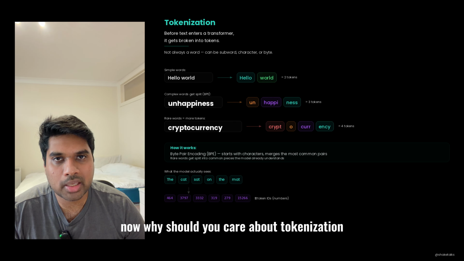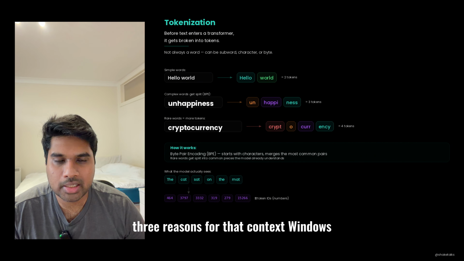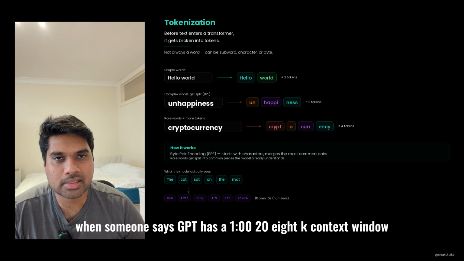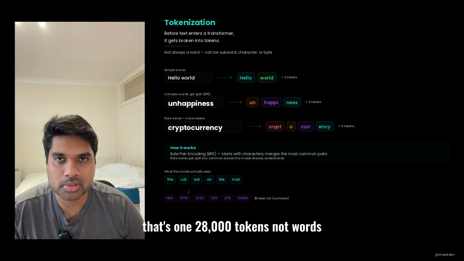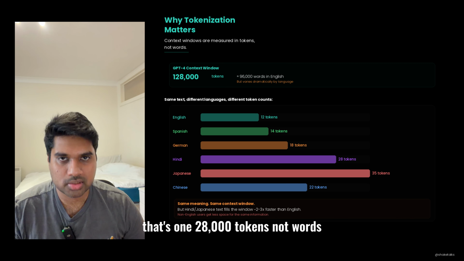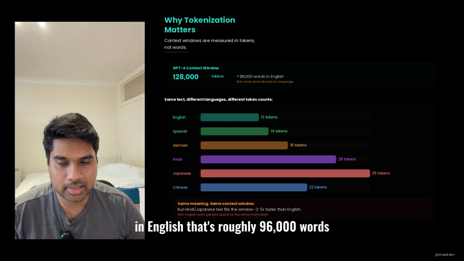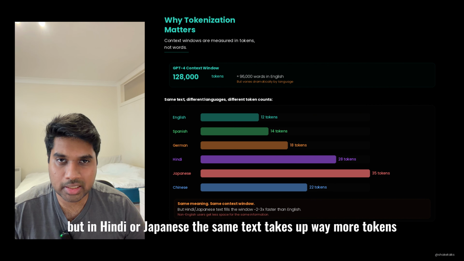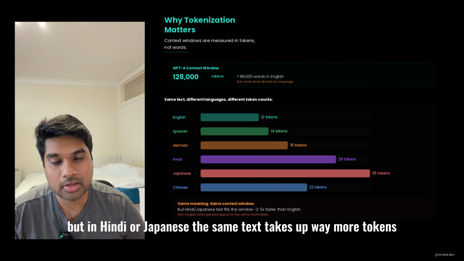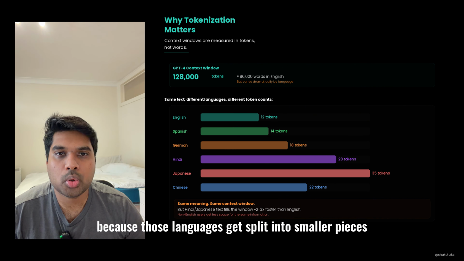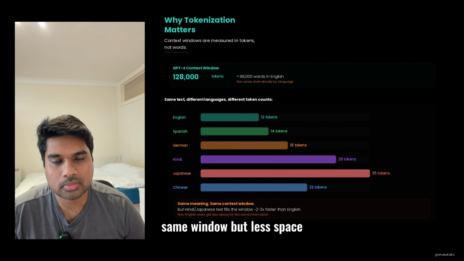Now, why should you care about tokenization? 3 reasons for that. Context windows. When someone says GPT has a 128K context window, that's 128,000 tokens, not words. In English, that's roughly 96,000 words. But in Hindi or Japanese, the same text takes up way more tokens because those languages get split into smaller pieces. Same window, but less space.